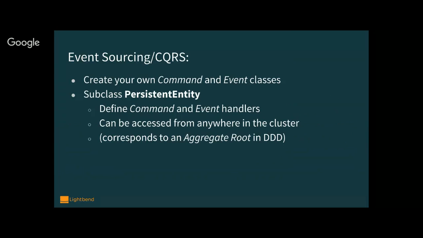Okay, so the idea is with these two components together, event sourcing and CQRS, you create a command and event classes. And in Akka as well as Lagom, you're going to subclass something called persistent entity. And the persistent entity essentially gives you command and event handlers. If you read up on these types of programming models, they have these things called command and event handlers. Essentially a command is going to imperatively receive a request to do something. The command handler will then process it and validate it. If it's valid, it will then send it off to an event handler, which will then process it and persist it.